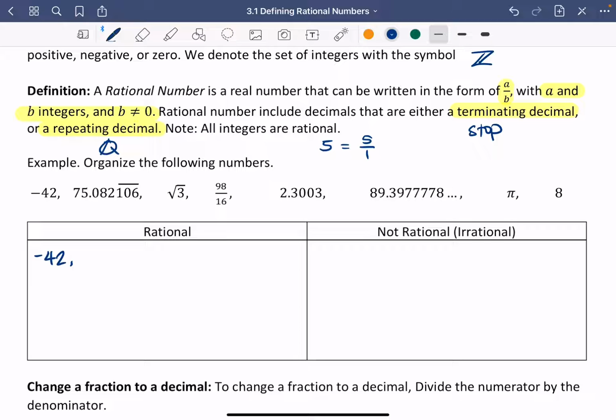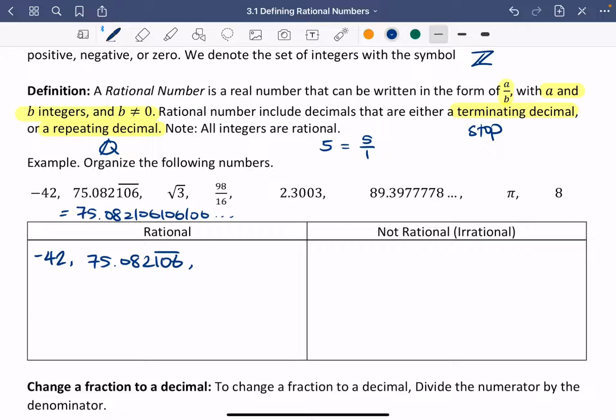The second one, 75.082 and then 106 repeating. The bar on top means it's repeating. So what it means is that this number will look like 75.082, 106, 106, 106, etc. So this satisfies the condition of repeating decimal, right? So the second number is a rational number.